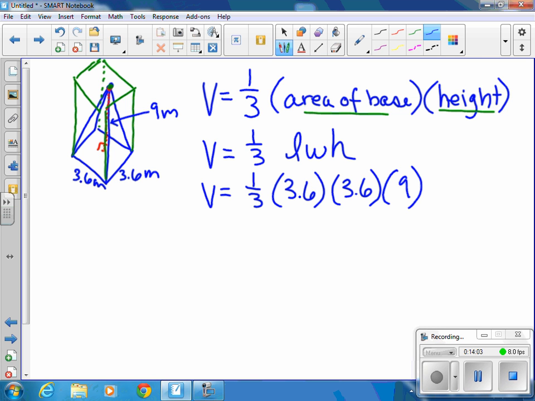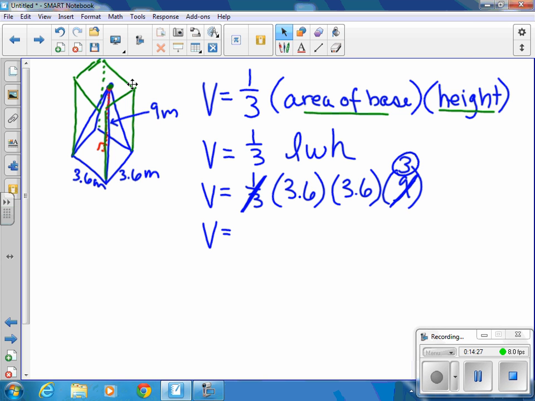Okay? So when I do this, again, if I can simplify, let's simplify what we can. I can get rid of the third by saying a third of 9. Well, 9 divided by 3 is 3, so my 9 changes to a 3. I got rid of the 1/3, and I also got rid of the 9. I just replaced it with a 3 here. So now I just have to multiply.